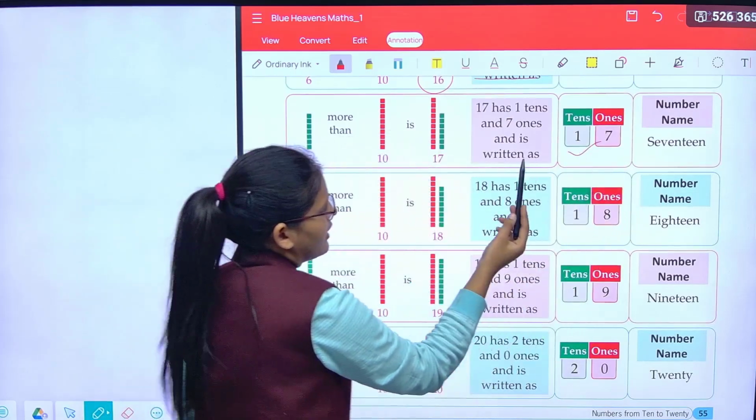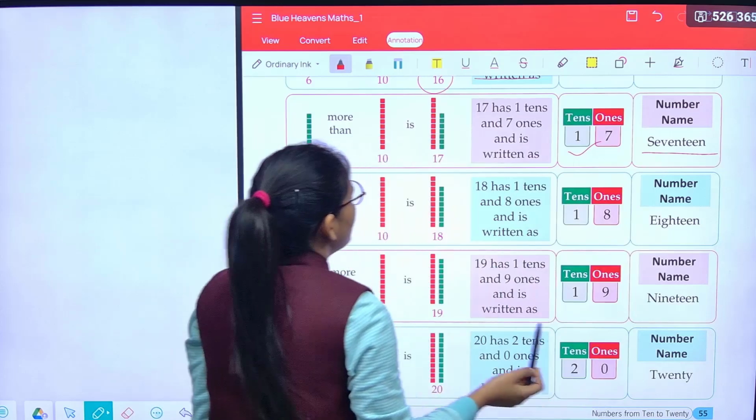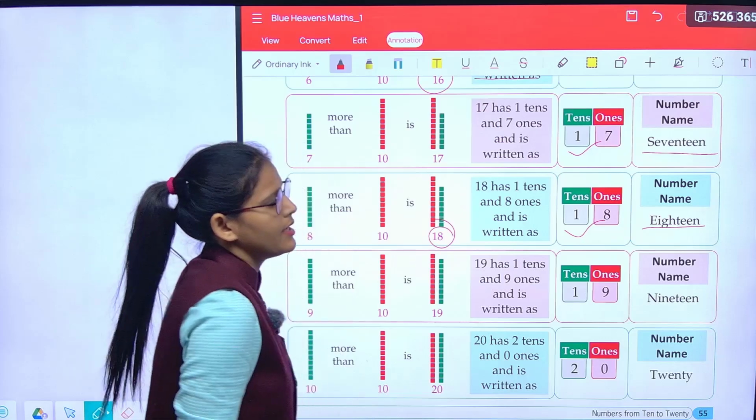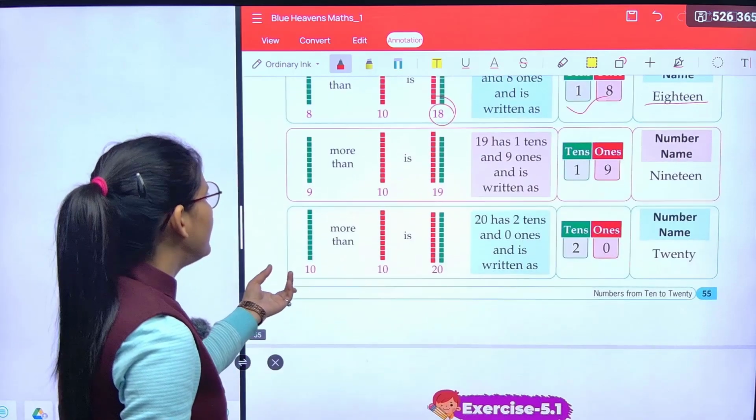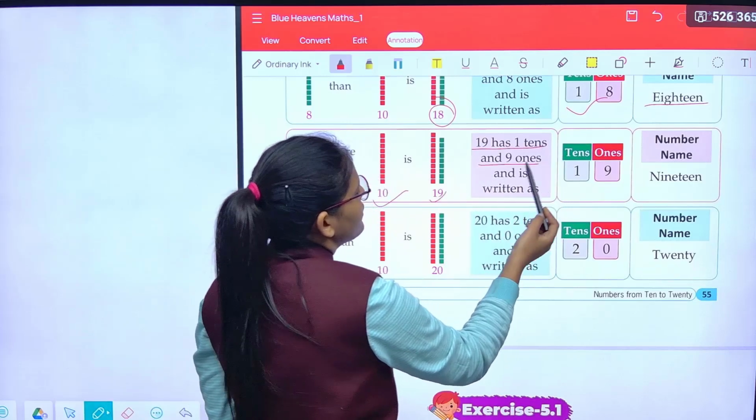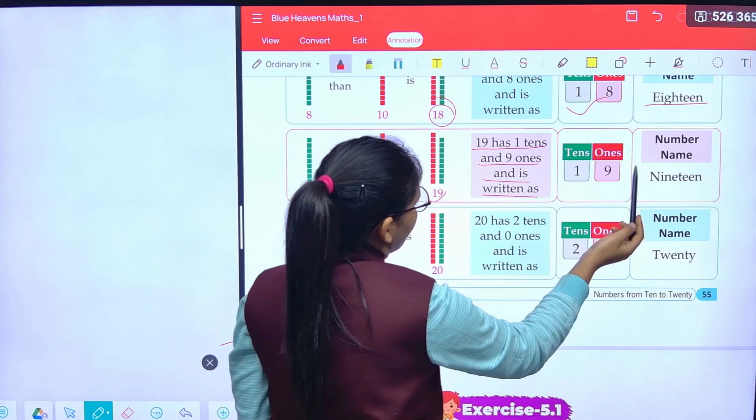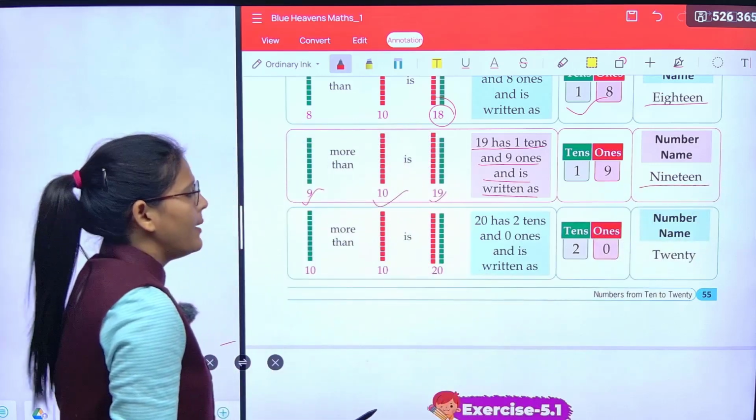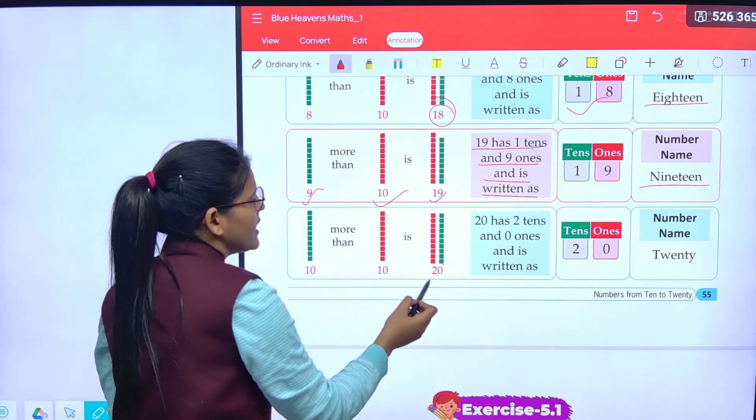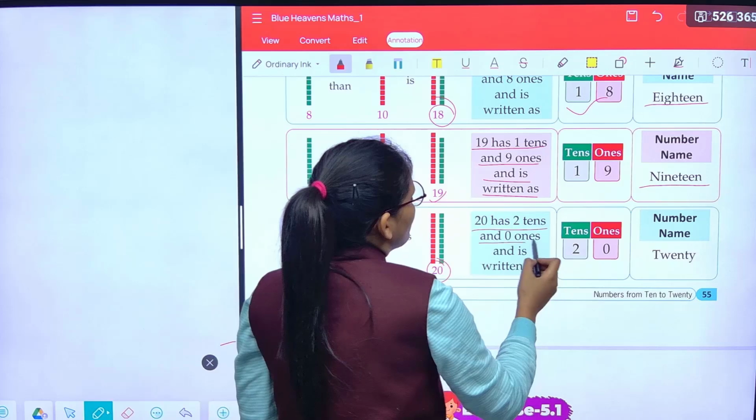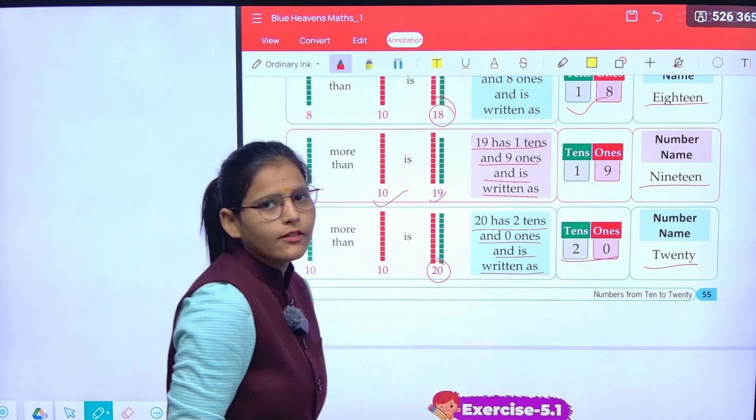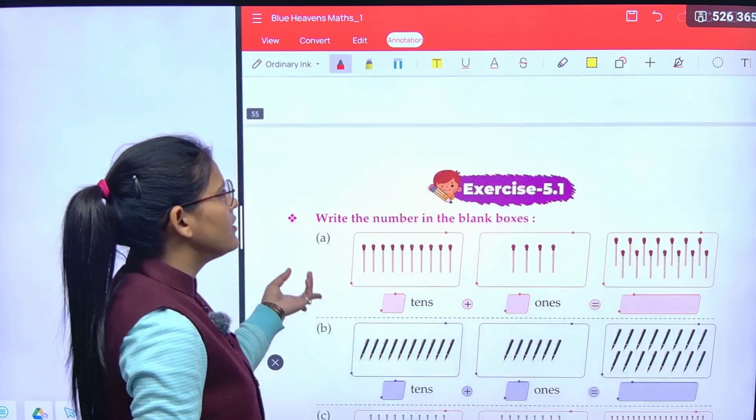It is written as 17. 8 more than 10 is 18, like this, E-I-G-H-T, 8, T-E-E-N, 18. Now 9 more than 10 is 19. 19 has 1 tens and 9 ones and is written as 19. Number name, N-I-N-E, 9, T-E-E-N, 19. Now class, 10 more than 10 is 20. 20 has 2 tens and 0 ones and is written like this, T-W-E-N-T-Y, 20. Class, you have to learn the spellings.